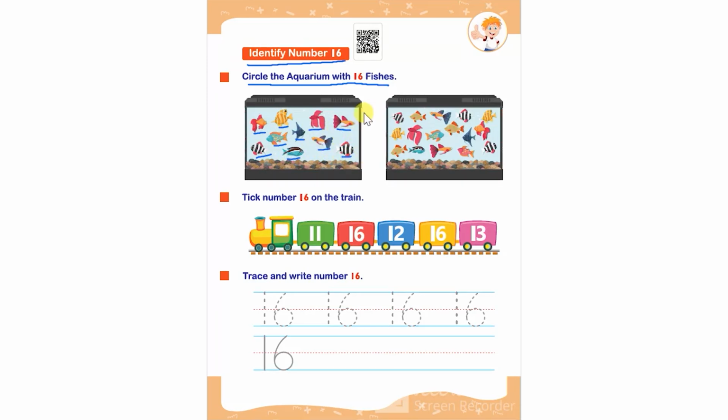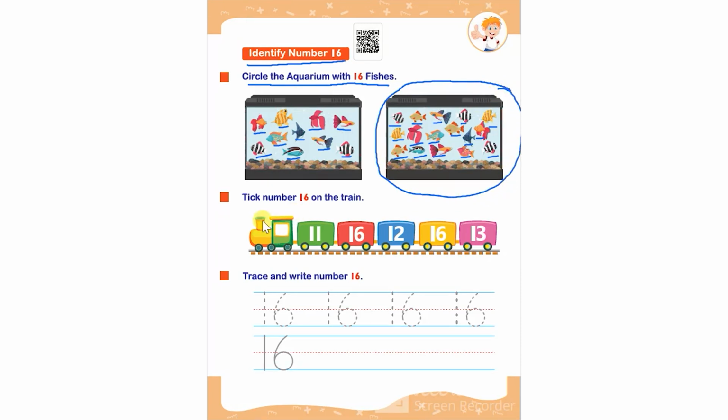So here there are 10 fishes, and in the second aquarium there are 1, 2, 3, 4, 5, 6, 7, 8, 9, 10, 11, 12, 13, 14, 15, 16. So here there are 16 fishes. So the child has to circle this aquarium.